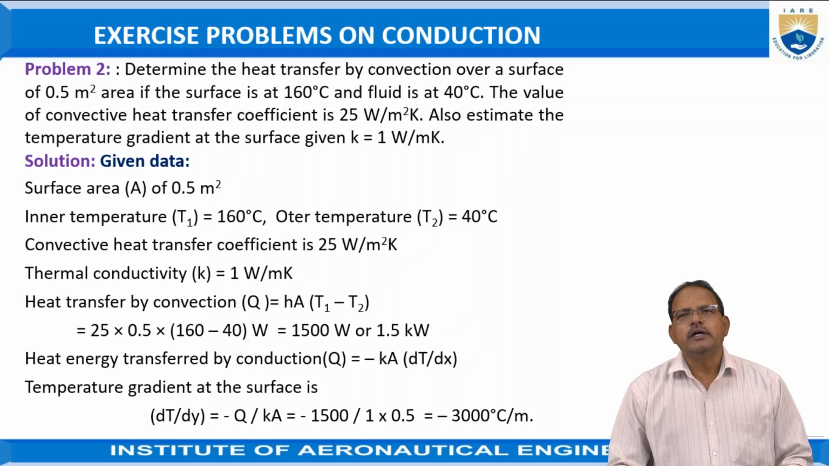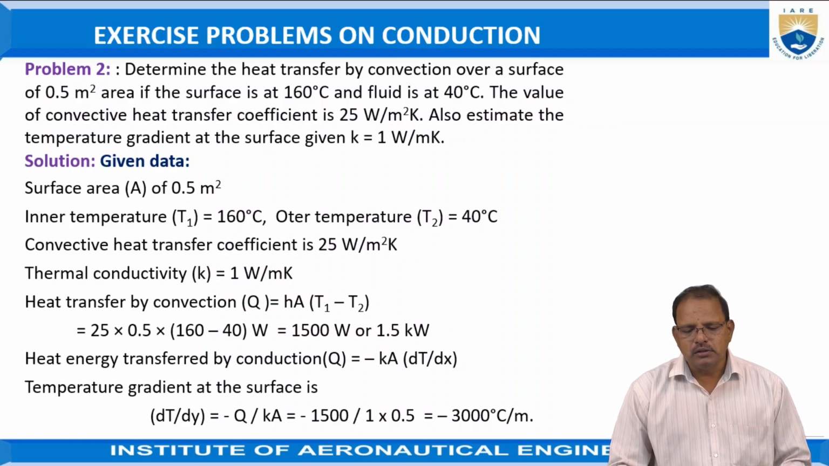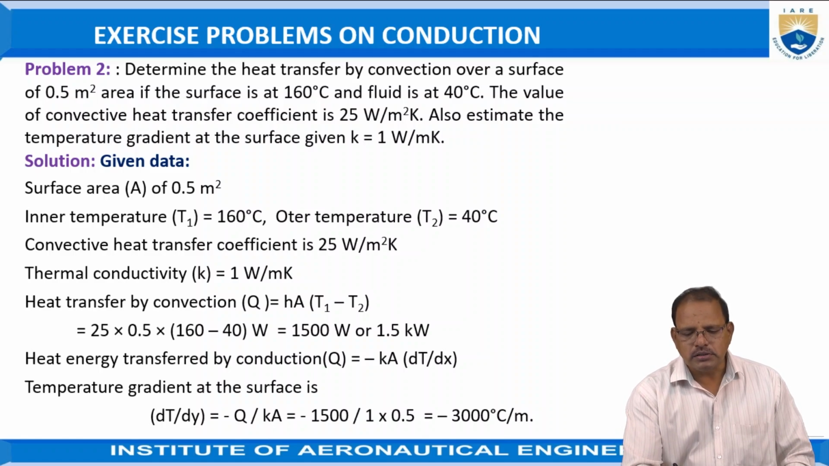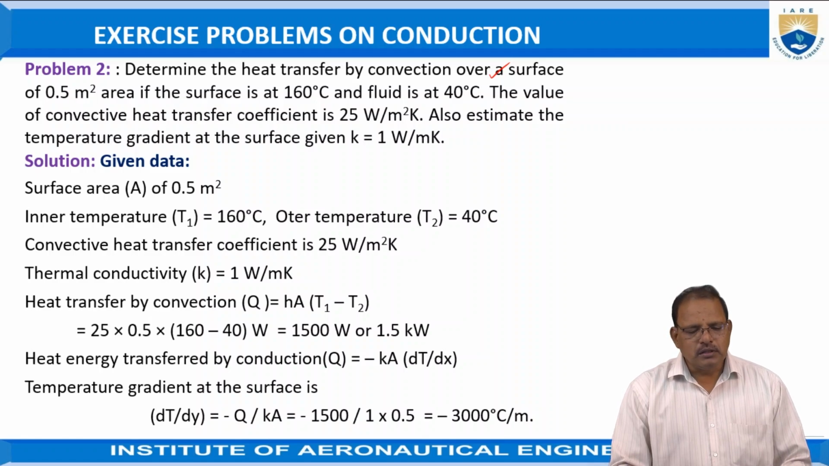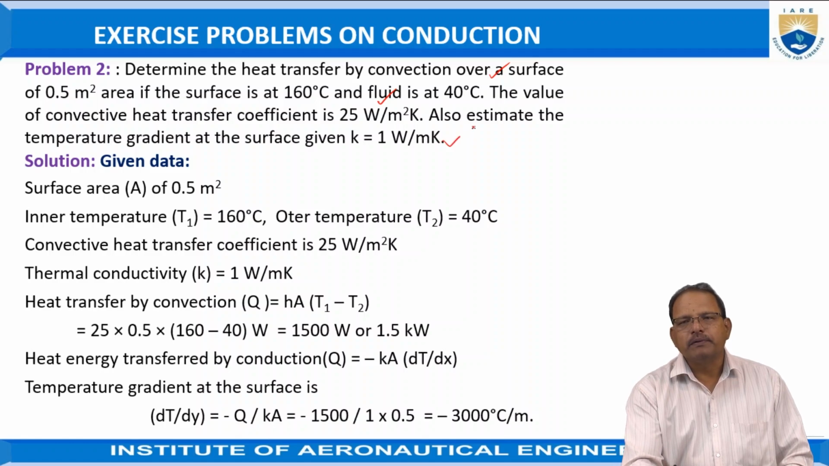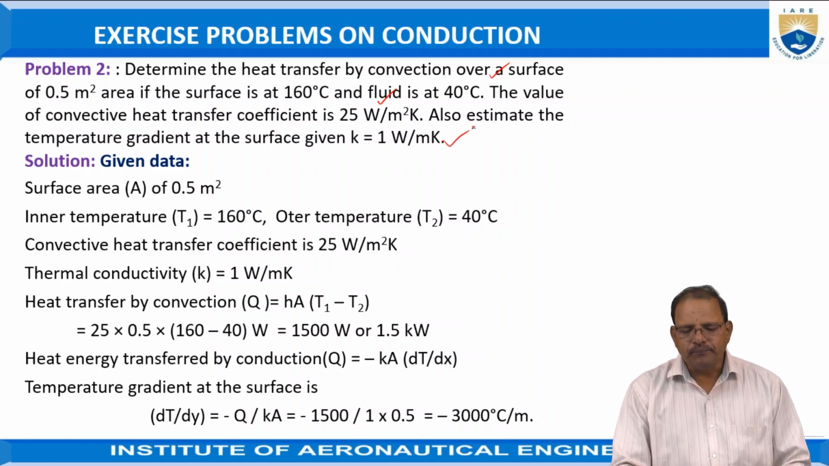Problem number 2: determine the heat transfer by convection over a surface of 0.5 meter square area if the surface is at 160 degree centigrade and the fluid is at 40 degree centigrade. The value of the convective heat transfer coefficient is 25 watts per meter square per degree Kelvin. Also estimate the temperature gradient at the surface, given K is equal to 1 watt per meter per degree Kelvin.